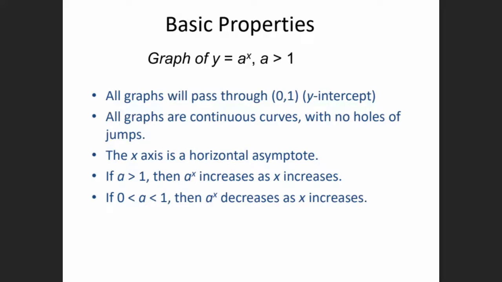And just to remind everyone, continuous means that it's a smooth line. There are no breaks, sharp turns, or curves, it has no holes, and again, no jumps. The x-axis is a horizontal asymptote, and a horizontal asymptote is an imaginary horizontal line that the graph does not cross or touch.